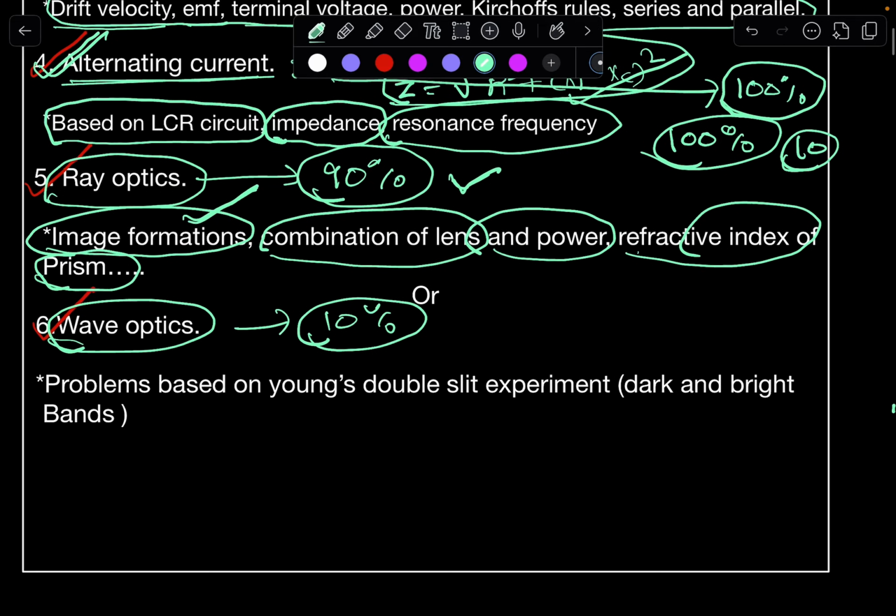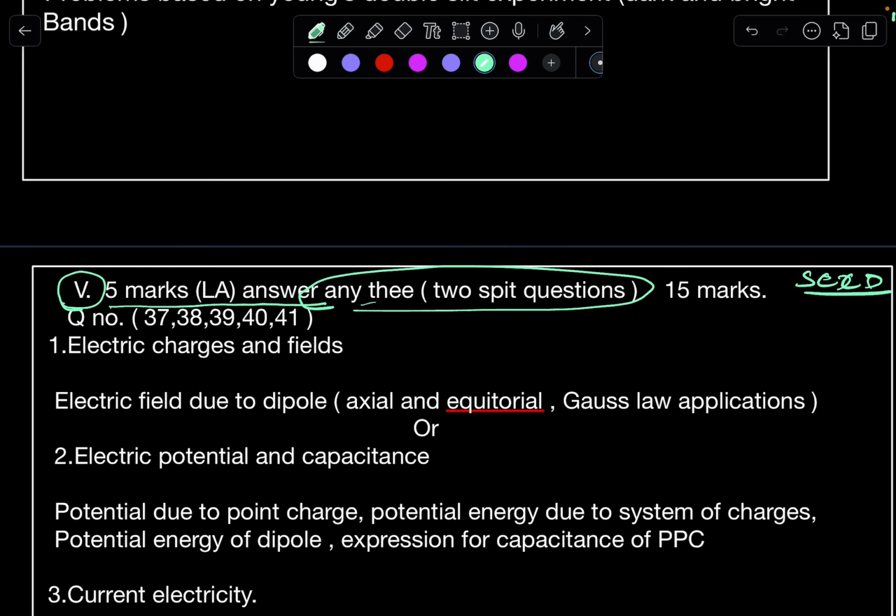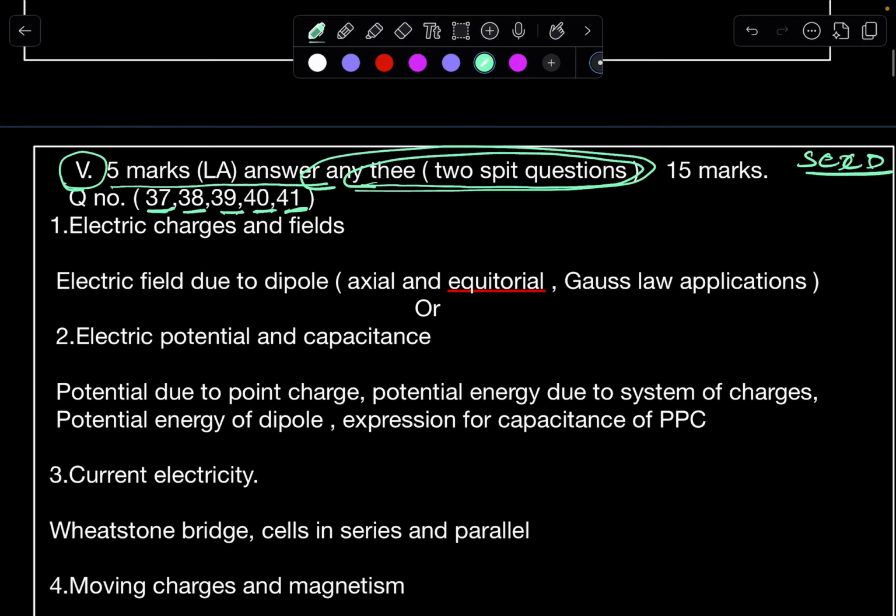Now coming to the 5 mark essay type questions. This is also Section D, Roman number 5. Look at this headline: 5 mark long answer questions. They will give 5 questions, and you have to write only 3 out of 5. The question numbers are 37, 38, 39, 40 and 41. What chapters have more weightage to get 15 out of 15?